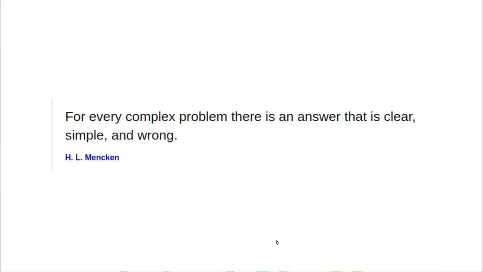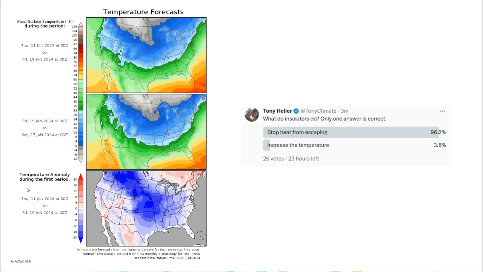H.L. Mencken said, "For every complex problem, there is an answer that is clear, simple, and wrong." With the record cold coming to the United States, I posted a poll on Twitter. What do insulators do? Only one answer is correct, and the two possibilities were stop heat from escaping or increase the temperature. Almost everybody responded with stop heat from escaping.